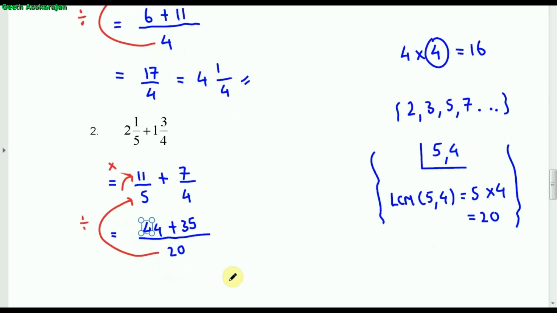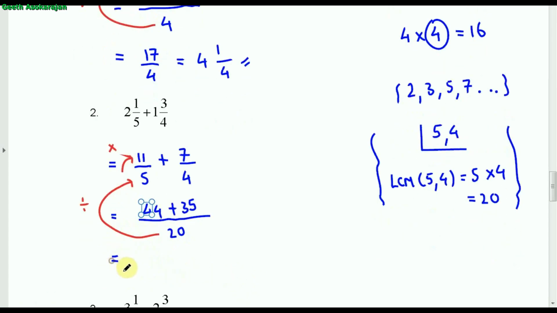So let's continue. Let's simplify the numerator. So in this case, 44 plus 35. So that is 70, 79. 79 over the 20. And as you can see, I have an improper fraction. Let's change this to a mixed fraction or a mixed number.